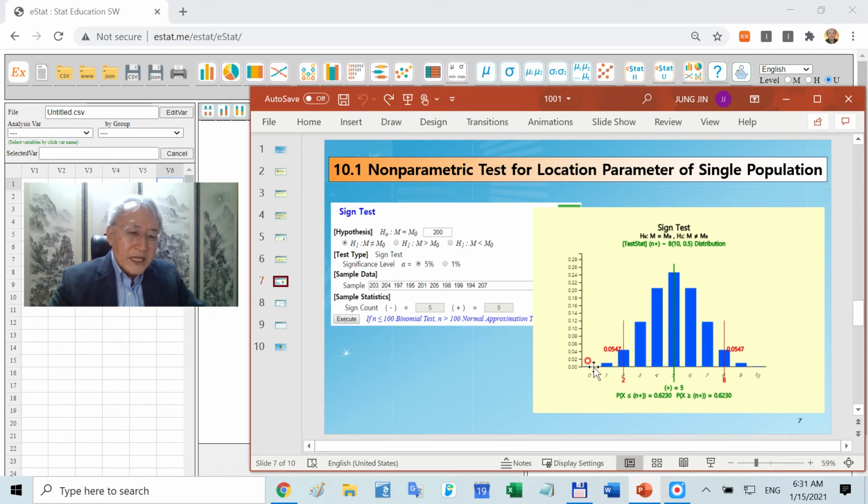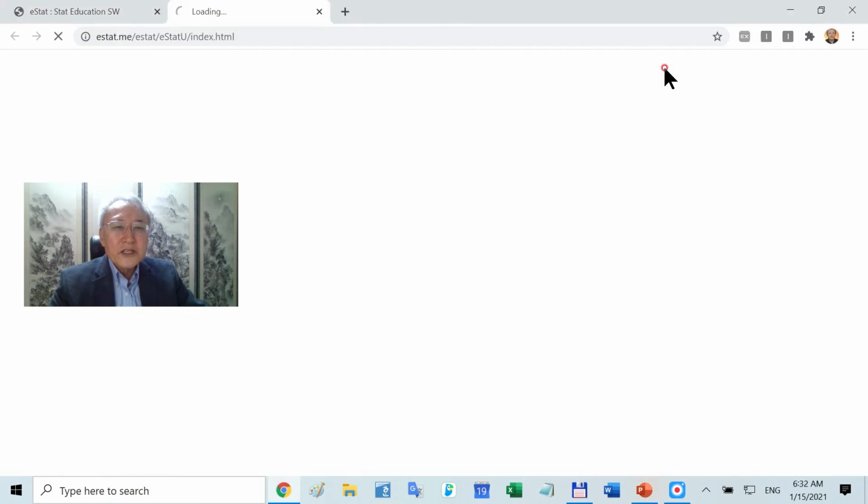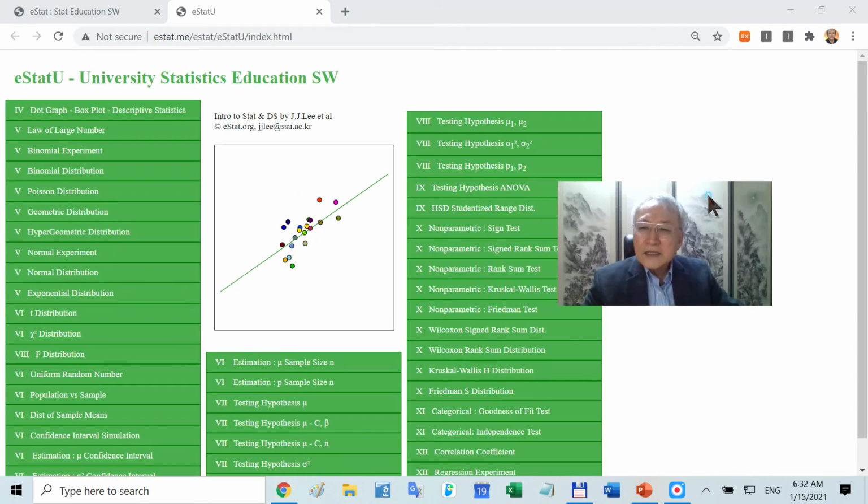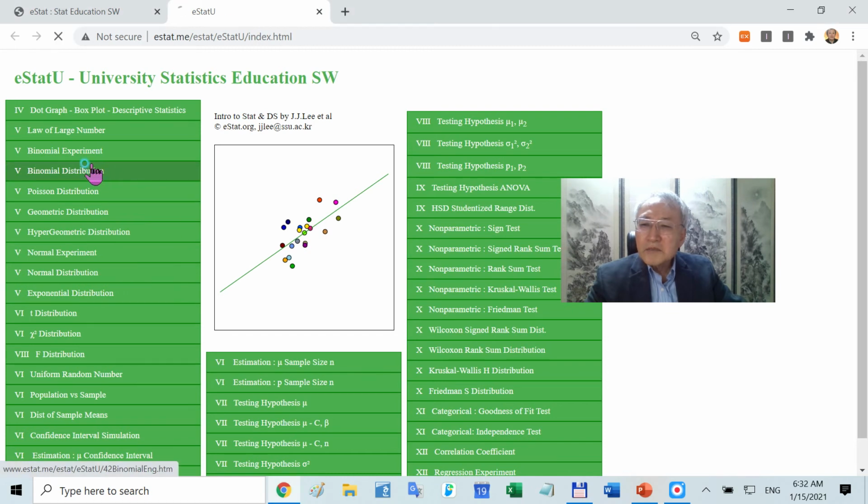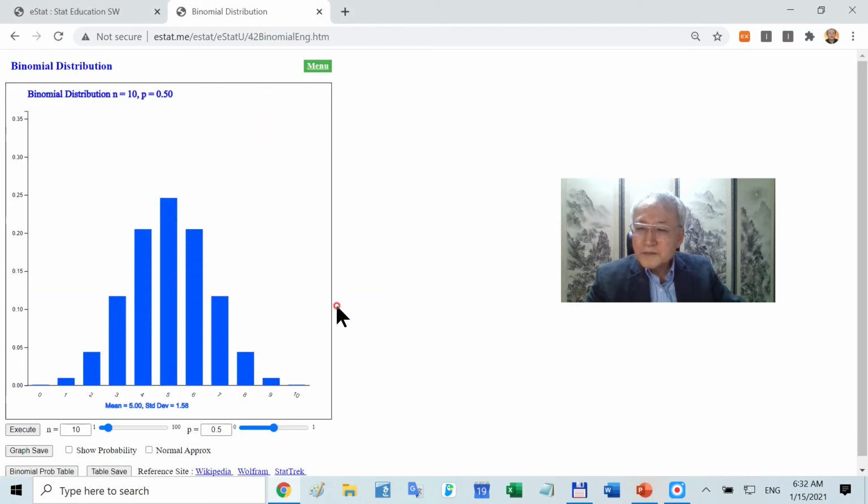You need to check how much accumulation would be there. Since it is a discrete probability, there is no exact number which corresponds to 2.5%. You need some approximation. Let's get into binomial distribution. Are you ready to use E-STAT-U?